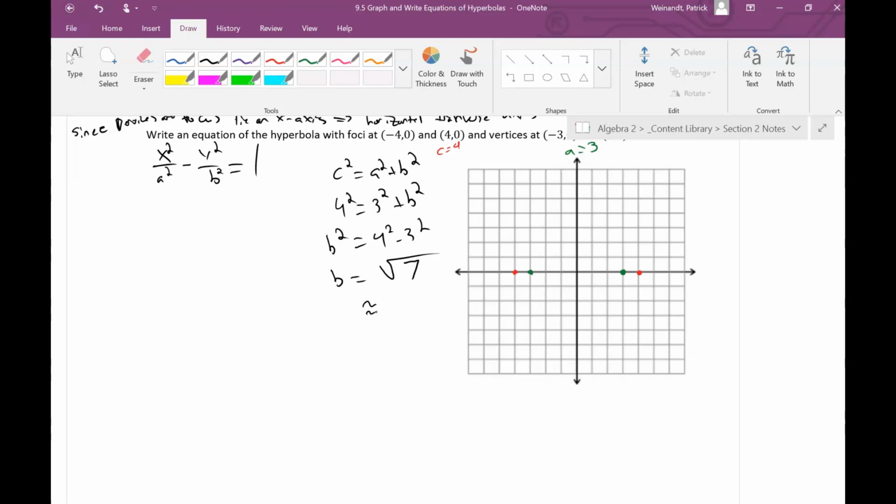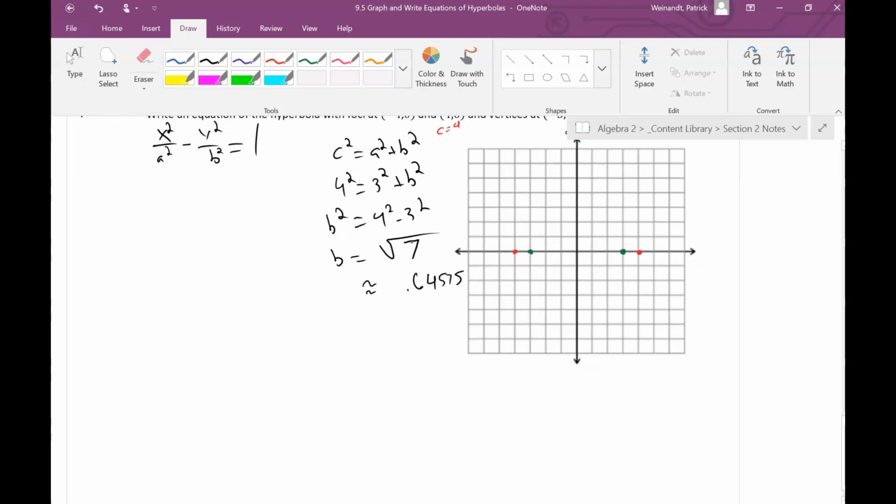Plug that in and you get about 2.64575. And I'm actually going to write this equation now. We have our values. We know that b is the square root of 7. We don't need this approximation, so we'll just round that to 2.6. But really, we want to just keep this b value because when we square it, it's going to be positive.